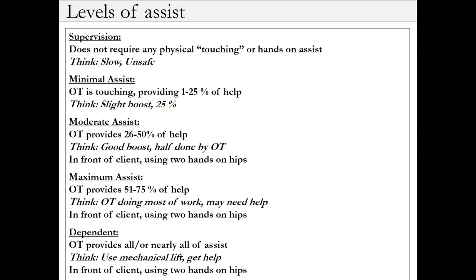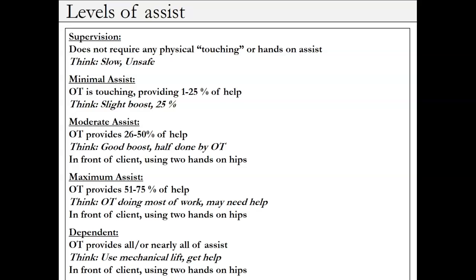Moderate assist, this is when you're really starting to work as a therapist. You're doing as much as half of it. They're doing half, you're doing half. We're saying for purposes of the exam that at this point you want to be two hands in front of them, right on their hips, hanging onto that gait belt. We'll practice this in the lab.